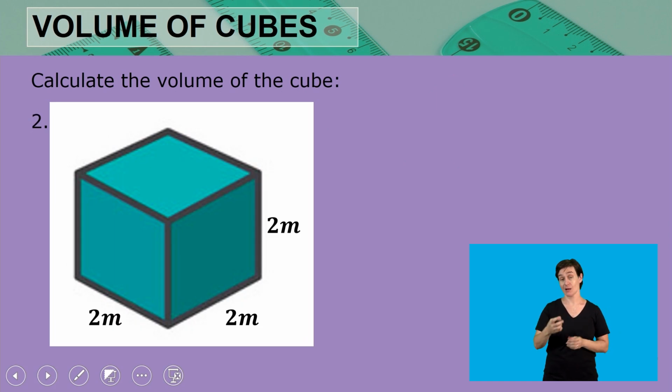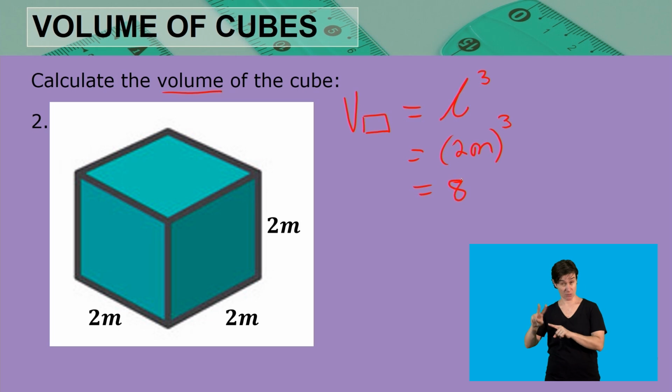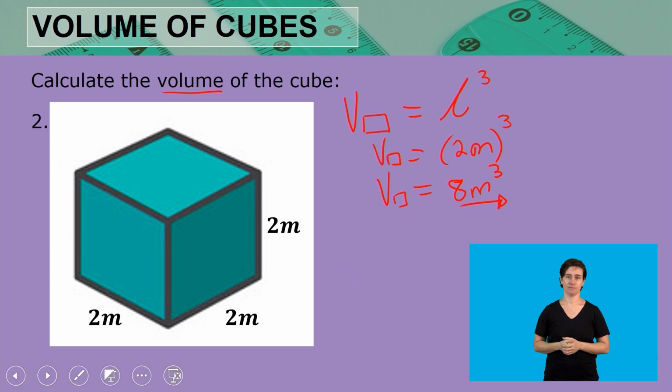Let's look at another cube, which has been given a length of 2 meters. We are supposed to calculate the volume of this cube. So again, the volume of the cube is going to be the length cubed. In this case, the length here is 2 meters. So 2 meters cubed will give us an answer of 8 meters cubed. And of course, that is now the volume of that cube.